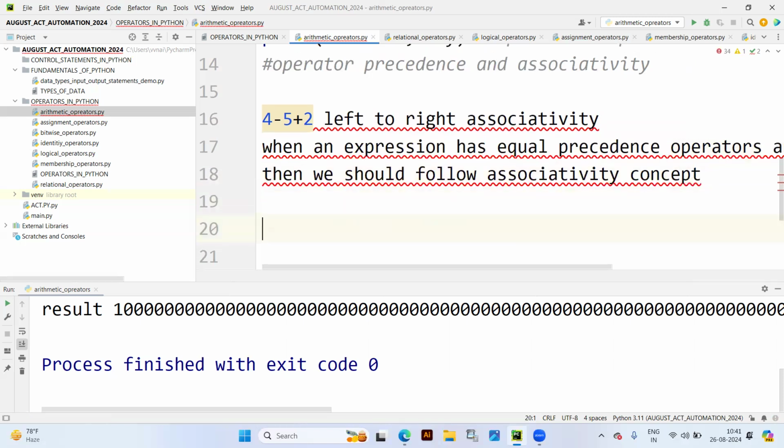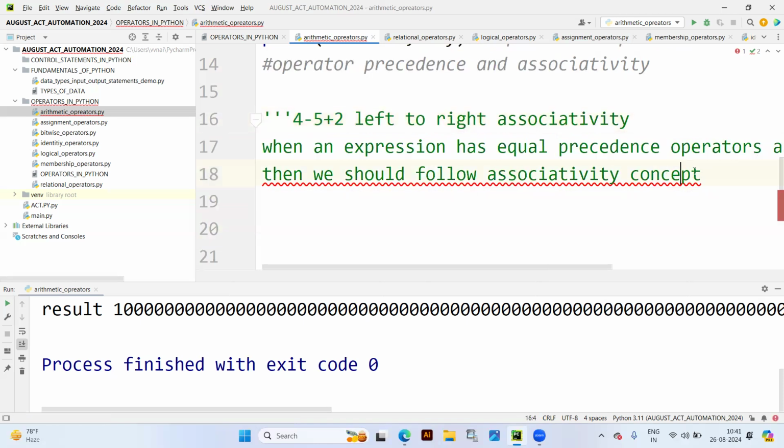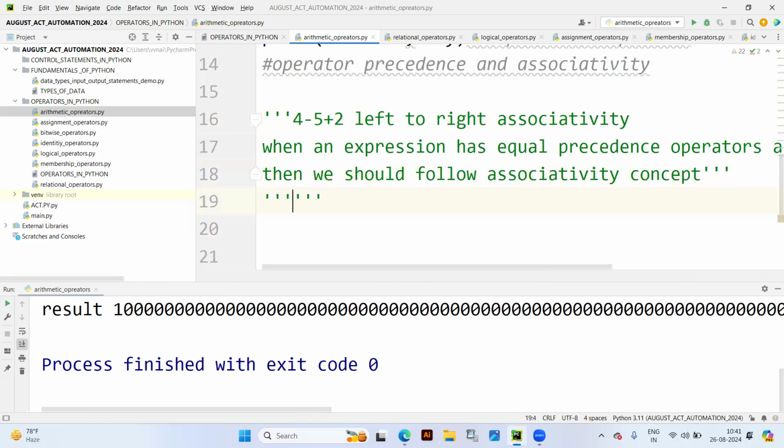Now, there is another concept. There is an expression: 10 plus 6 division 3 into. Please tell me, this expression has multiple operators with different precedence.